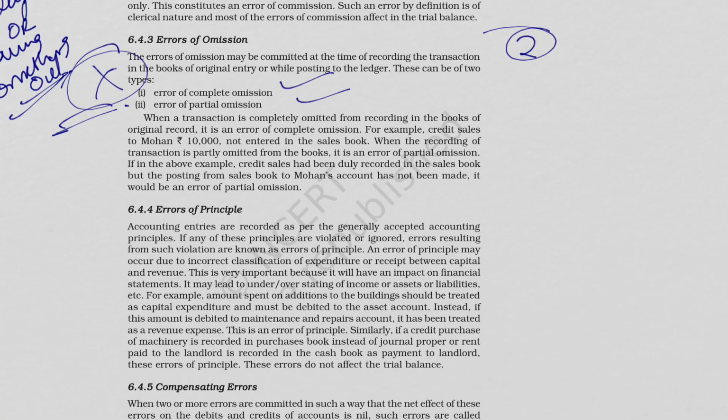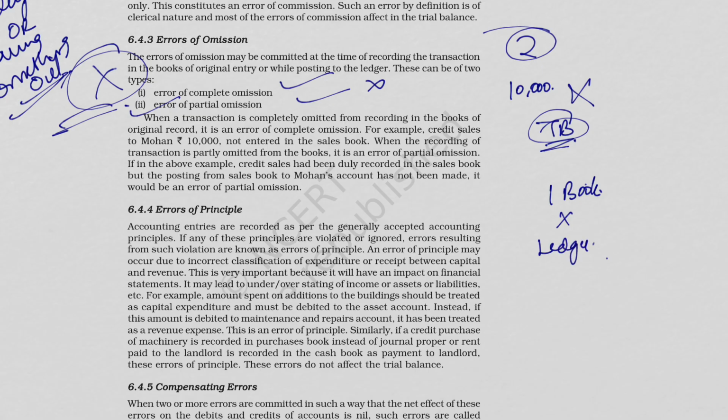In complete omission, the transaction is completely ignored. It is not recorded anywhere in the books. For example, goods purchased for rupees 10,000 are completely forgotten and not recorded in the purchase book. Since both the debit and credit are missing, the trial balance will still agree, but the accounts will be incorrect. Then we have partial omission. In partial omission, the transaction is recorded partially. That means it is entered in one book, but it is not posted to the ledger account.